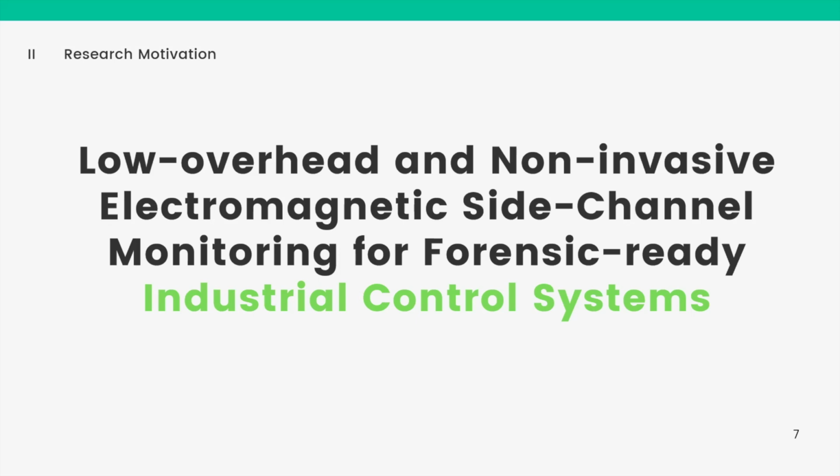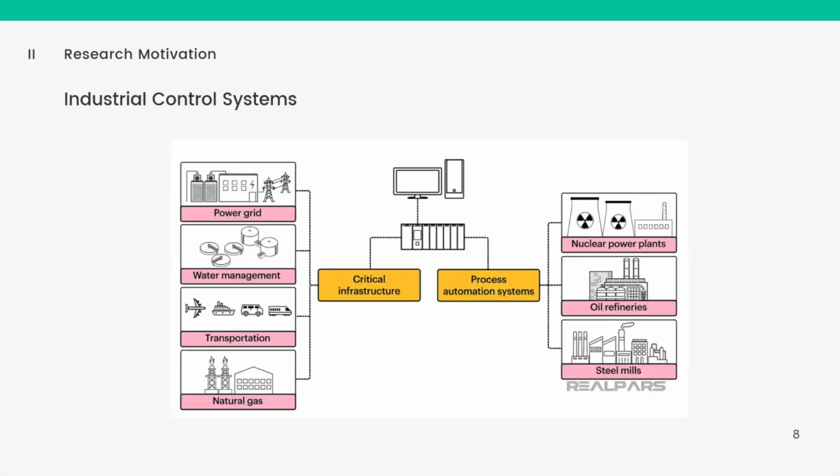So again, it has so many concepts. Let's first study what industrial control systems are. So industrial control systems are any specialized computing devices that manages critical infrastructure like power grids, wastewater management systems, transportation, natural gas, as well as process automation systems like nuclear power plants, oil refineries, and steel mills. And most of these networks are wired.